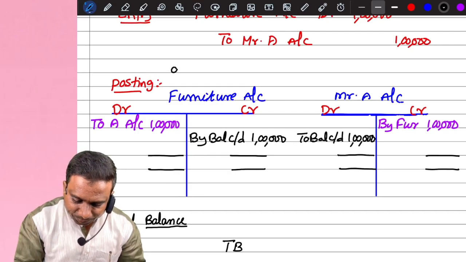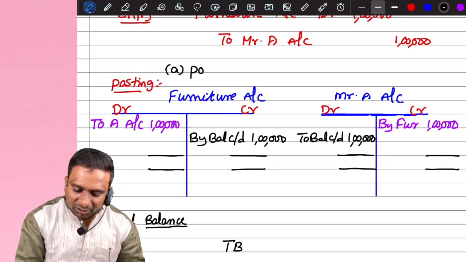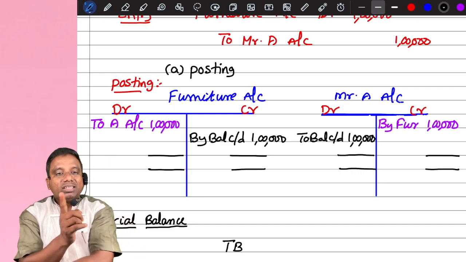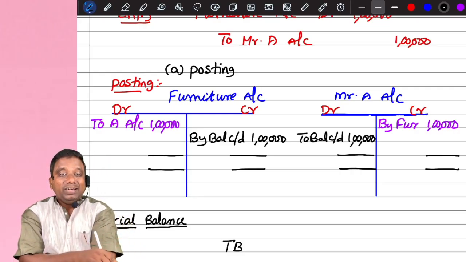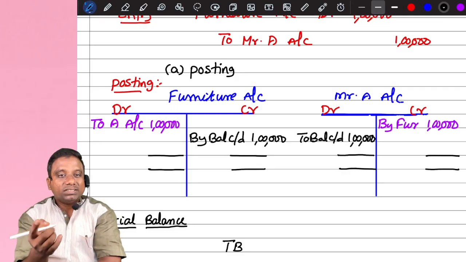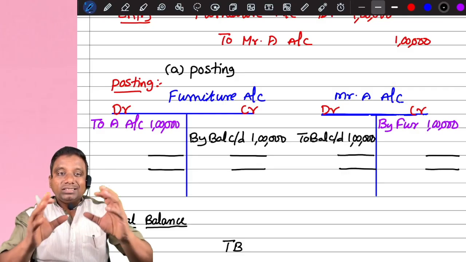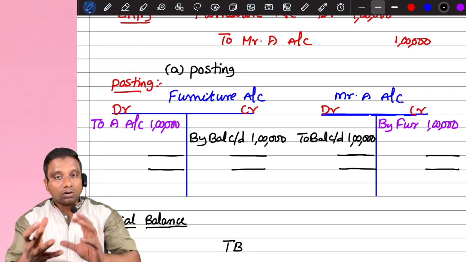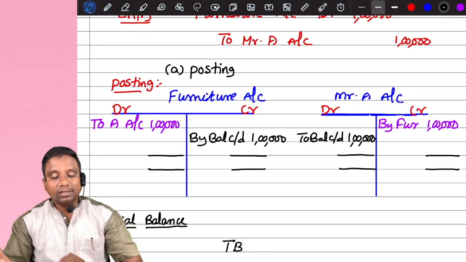First one, posting. Whether the mistake happened in posting. Posting means whether the posting has been done on the debit side or credit side, or the amount is recorded on the debit side or credit side, and whether the amount is recorded correctly or not. These are all posting errors.